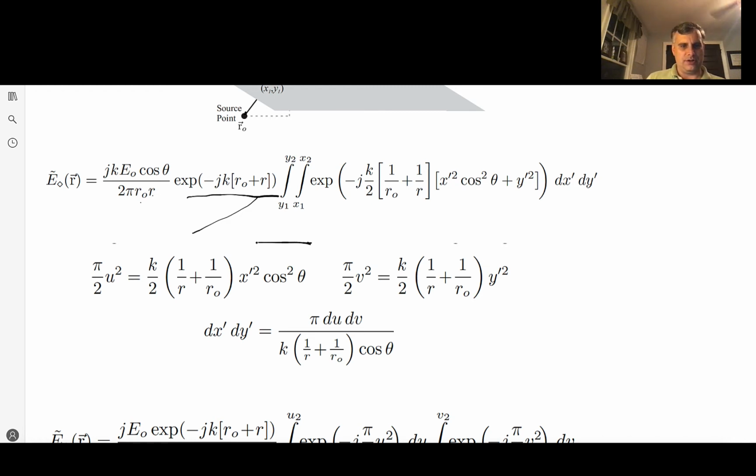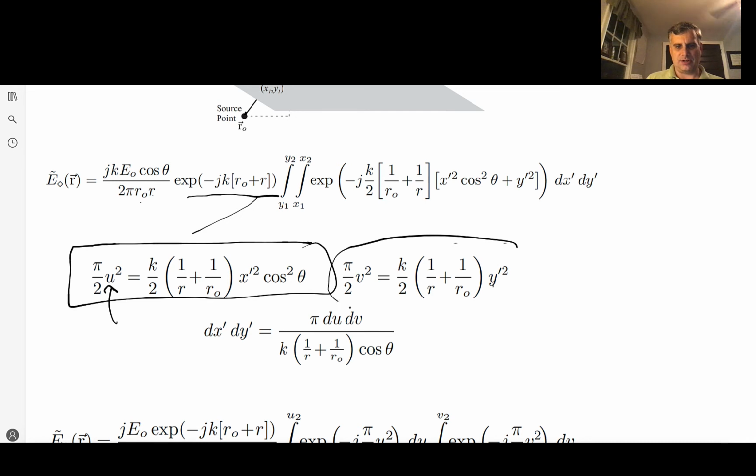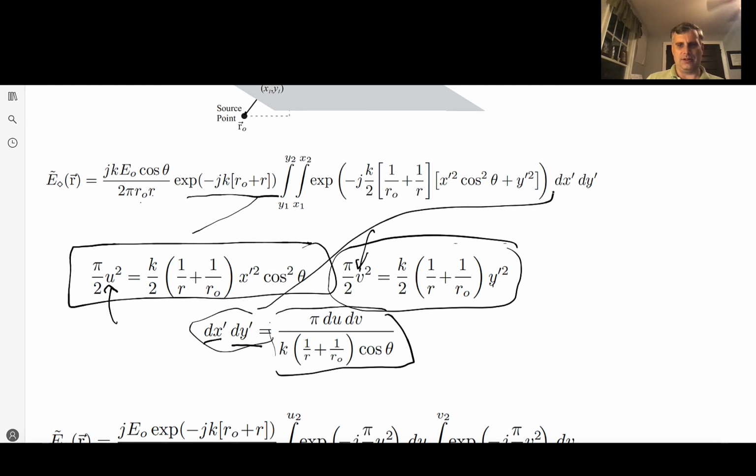So we're going to transform x prime into a change of variable involving u with this relationship, and I'm going to change y prime into this change of variable involving v through this relationship. And I won't bore you with the details, but if you calculate dx prime and dy prime, this is what it should look like. So let's go ahead, plug this into there.